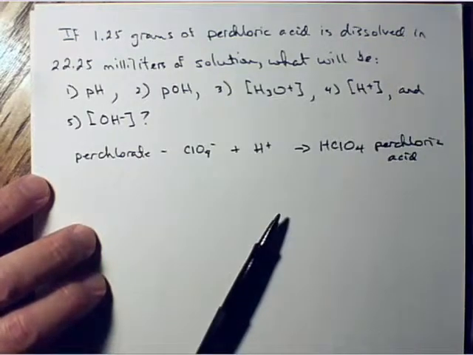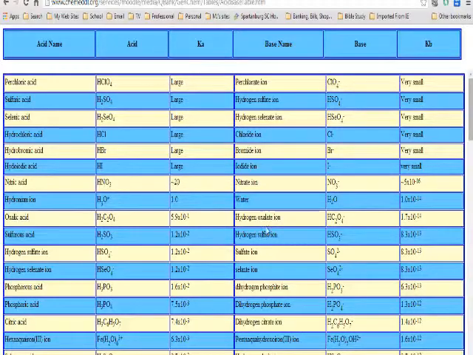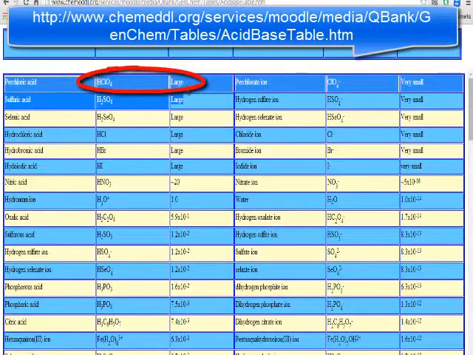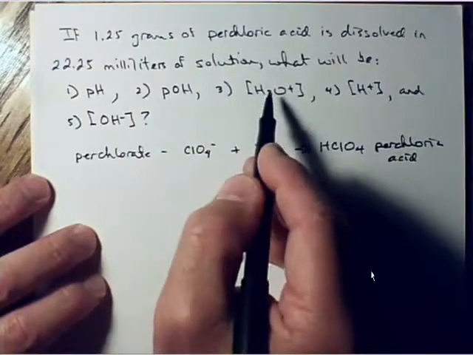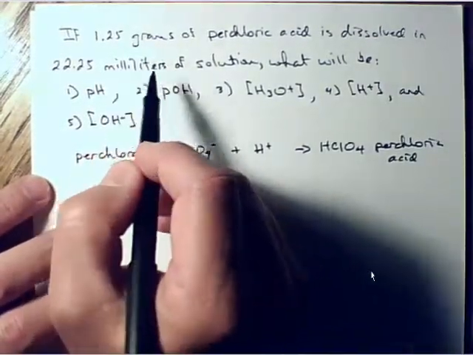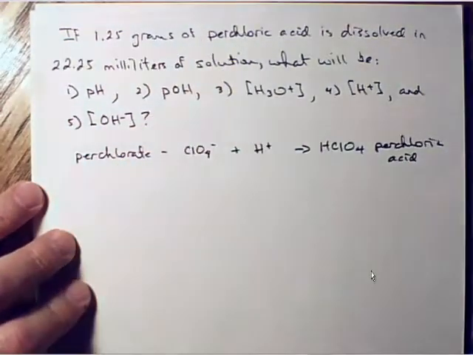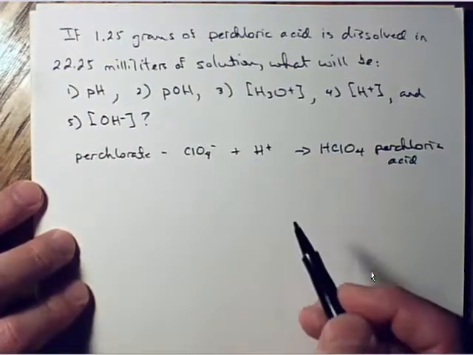Now, when you get to AP chemistry, you're going to have to be able to calculate pH and concentrations using acid ionization constants. And here's a table of acid ionization constants. And if you look at perchloric acid here on the top row, you can see that its Ka is large. It's so large, you don't need to know what the Ka is. You assume it's going to dissociate completely, so you don't worry about it. Now, that being the case, then what we need to find out is the molar concentration of the perchloric acid. Since we have 1.25 grams of perchloric acid, we've got to convert that into moles to get the molar concentration. You've got to have moles of solute over liters of solution.